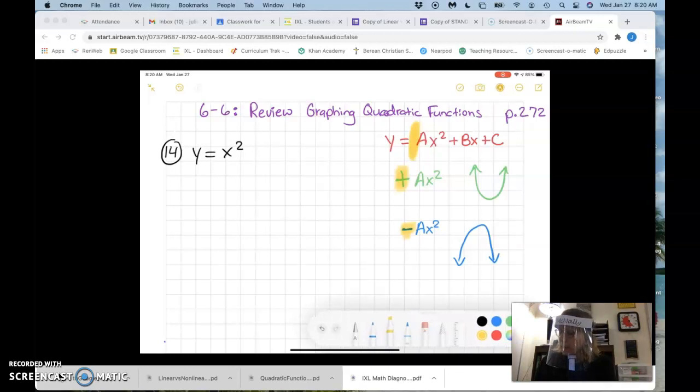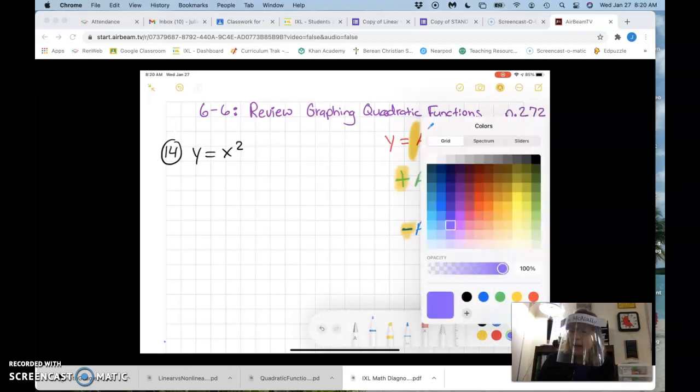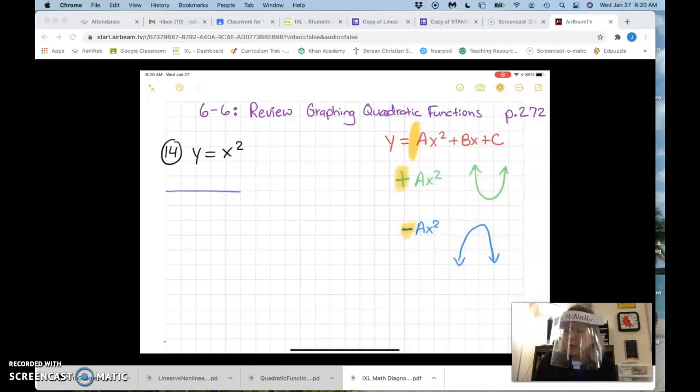Now, for number 14, we have to graph it. That's what it's asking us to do. Graph this function for the domain of all real numbers. That means I can choose any values I want for x. So I'm going to choose my usuals, and then I'm going to plug it in and see what y equals.